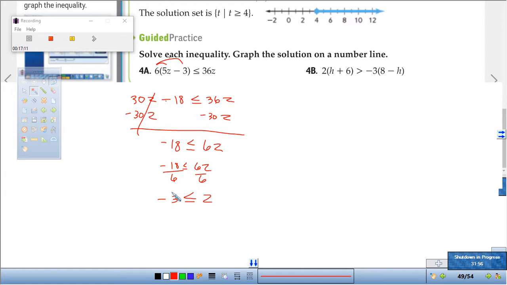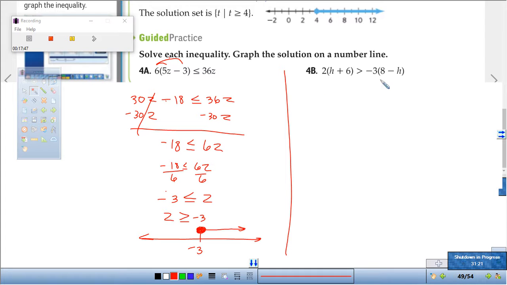Graph on a number line. So I'm going to switch this around, guys. Z is greater than or equal to a negative 3. Now I can graph it way easier. Number line like this. Put a negative 3 here, pointing to the right. See, it's to the right. Variable on the left, point to the right. Shade it in, because of the equal sign.